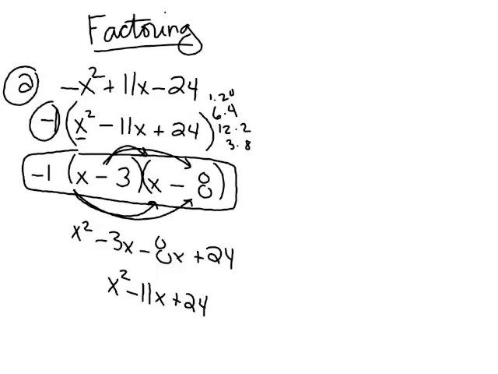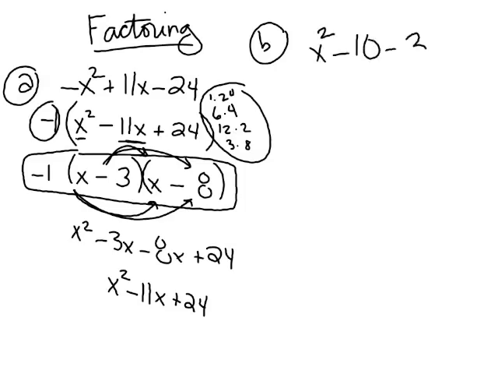The trial and error part comes in when you have to decide which of the sets of factors you're going to use. Somehow they have to make your middle number work. That's where the tricky part comes in on these. So example B is x squared minus 10 minus 3x. The first thing I need to do is put them in the correct order. How should I rewrite it? X squared minus 3x minus 10.